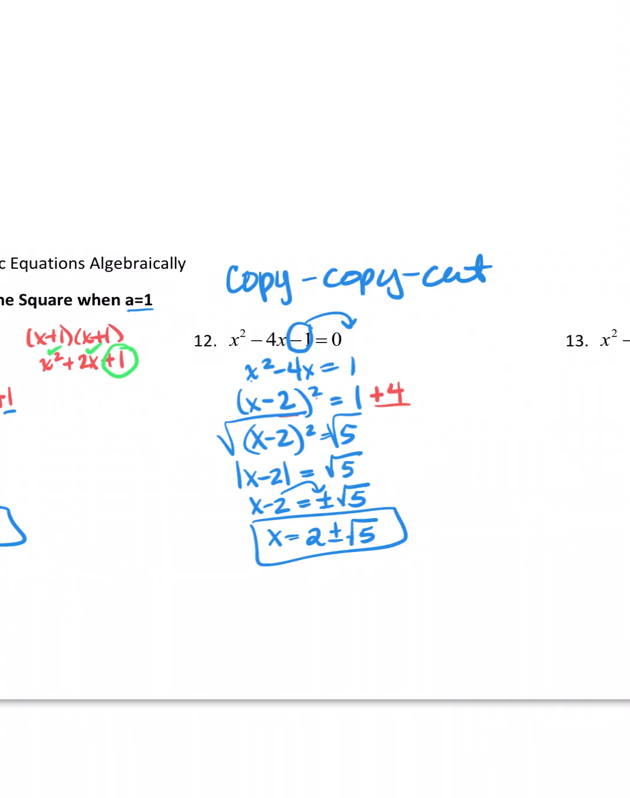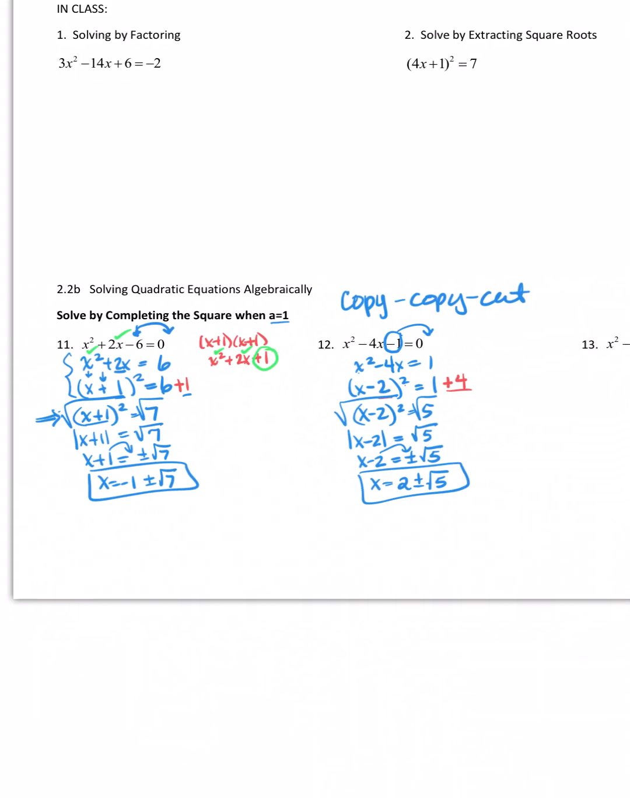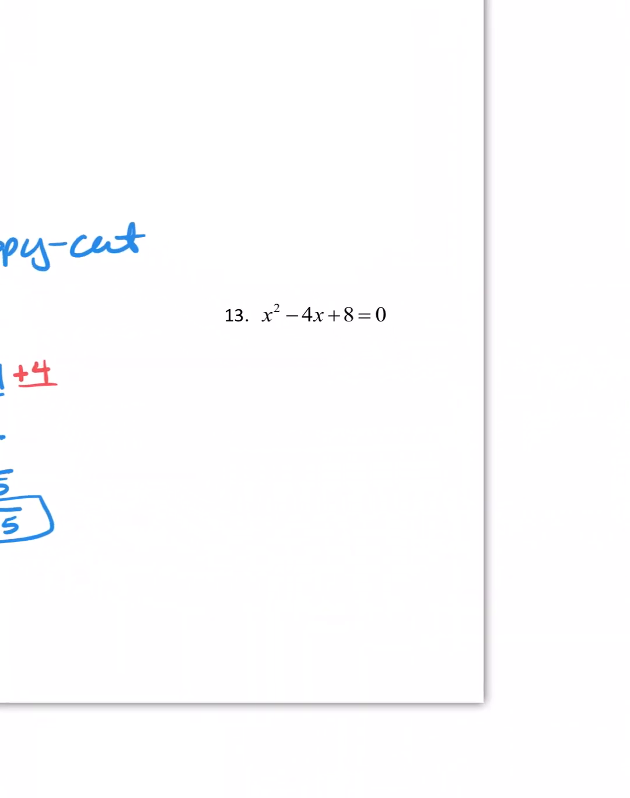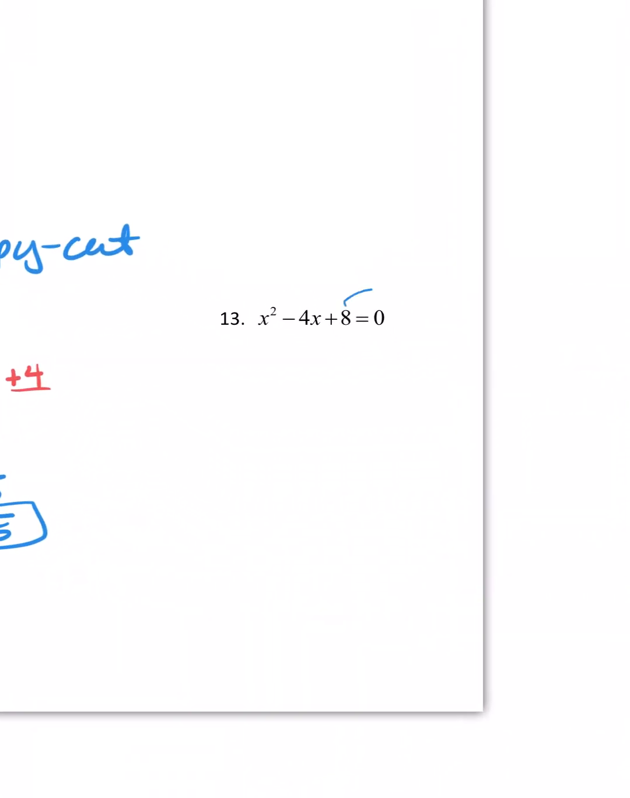Remember, 2 plus square root of 5 is one solution, and 2 minus square root of 5 is the other solution. All right, that's how you complete the square. Let's try one more. Again, we start here by moving our constant to the right side. So I'll have x squared minus 4x equals negative 8.